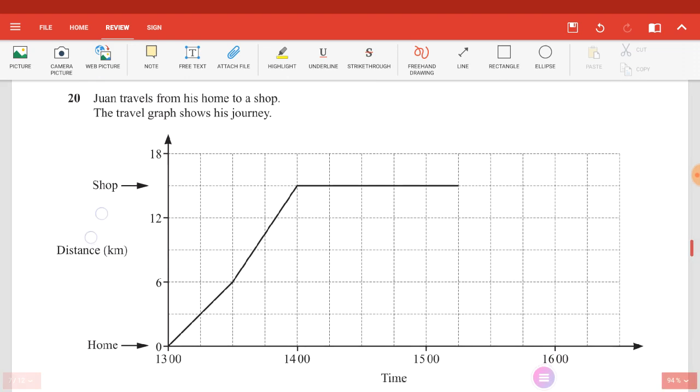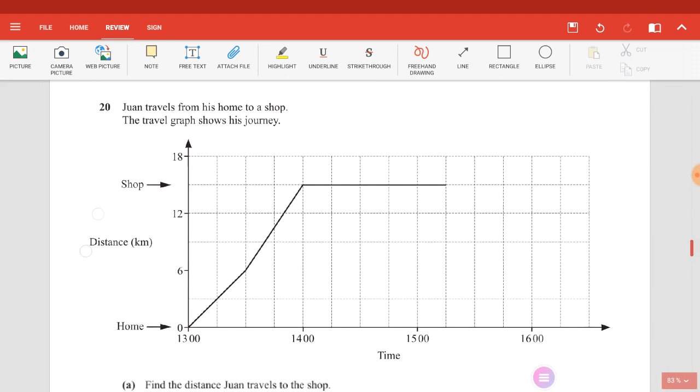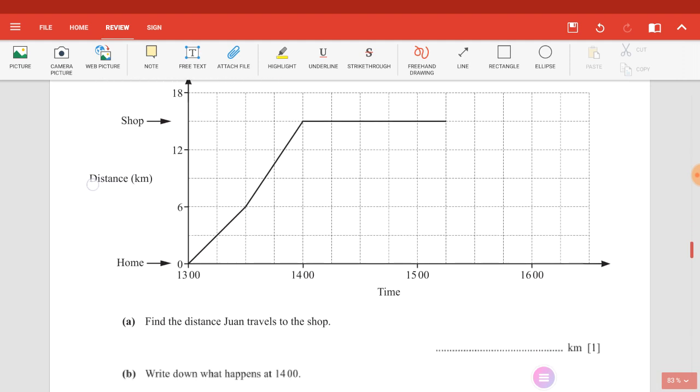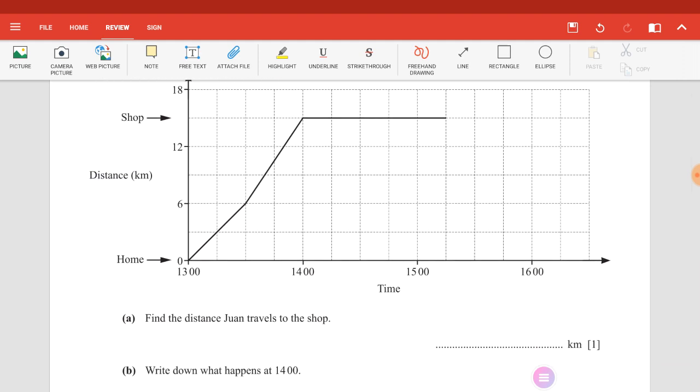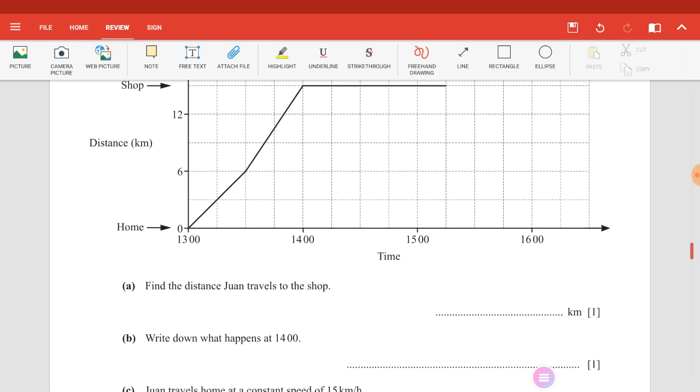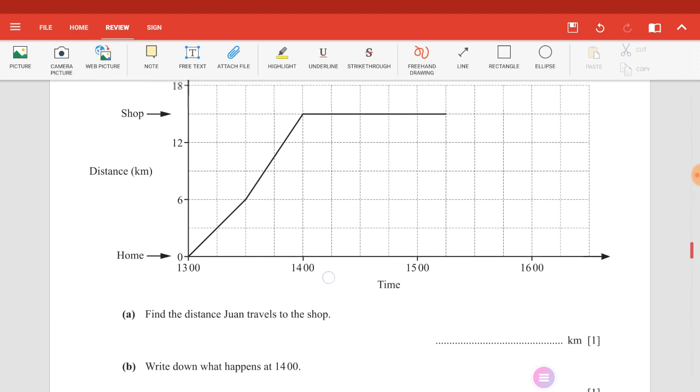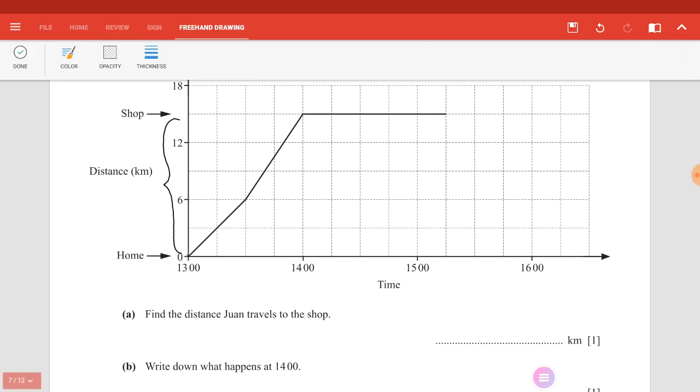John travels from his home to a shop. As you see, the travel graph shows his journey. Find the distance John travels to the shop. The distance, it's clear. This part between 12 and 18 is 16 kilometers. Write down what happens at this hour exactly.